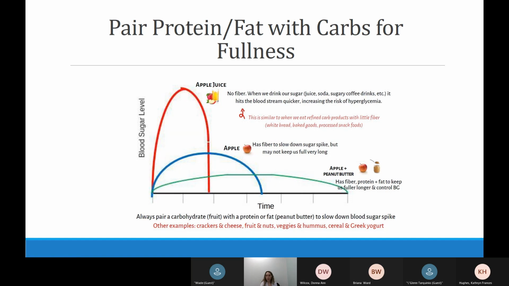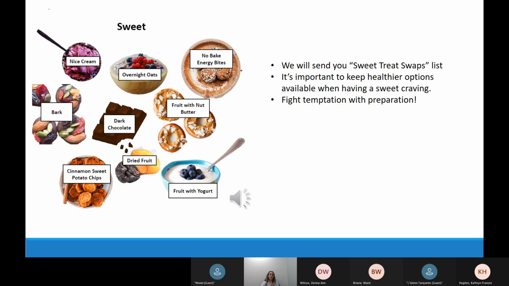So that's why we really say pair your protein or healthy fat with a carbohydrate, more so to control our insulin spikes, control our blood sugars, so we're leading a happier, healthier life, and then therefore that also decreases our waist circumference. But going back to this concept of honor our cravings, you want to give in a little bit.